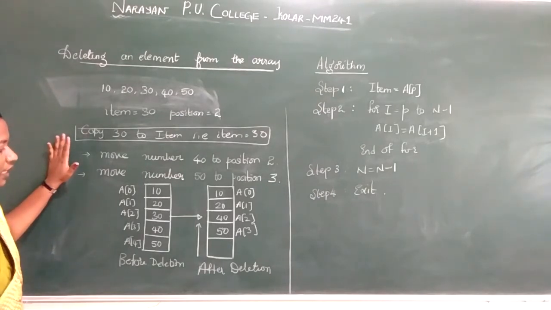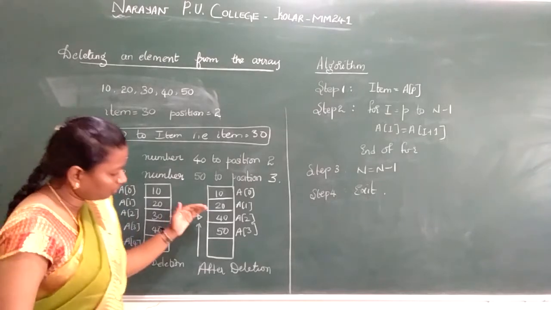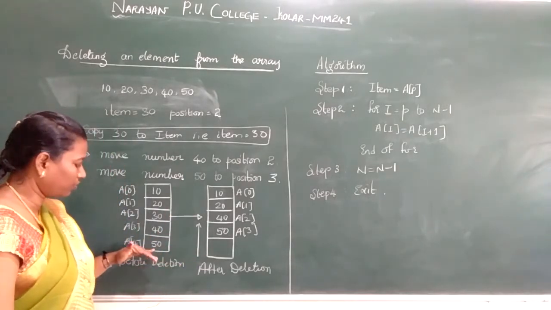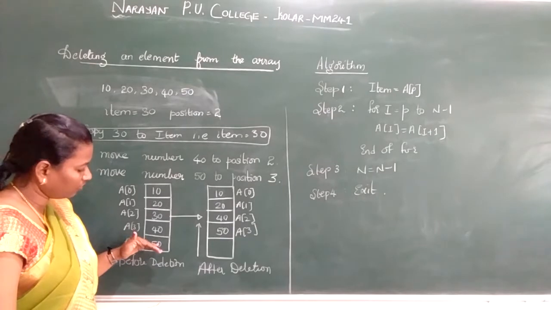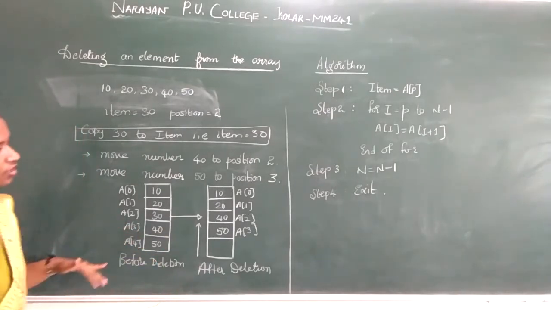Initially what we did in the insertion, we used to move the numbers. Suppose for example we had 60, what we did, we moved it to position 5, 40 we moved to position 4, like that.